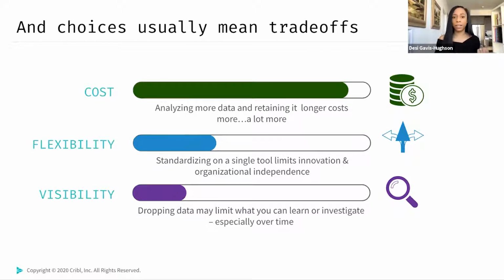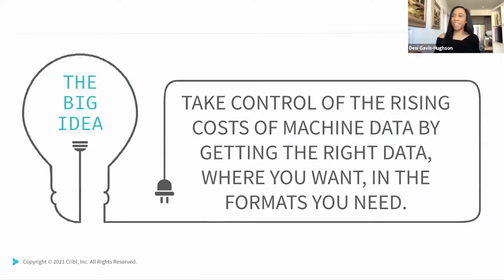If you standardize on a single tool, that's going to limit your flexibility. And if you drop data to keep costs down, that could limit what you can learn or investigate over time. So how do you do it, right? How do you manage the trade-offs of analyzing everything you need to get insights from your machine data, formatted for all the tools you use, without busting your budget?